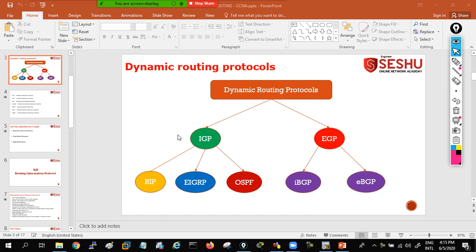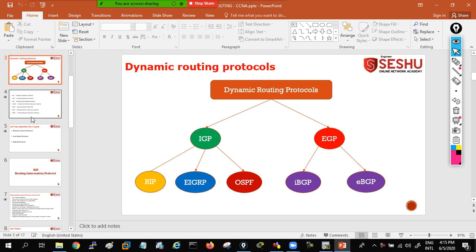Basically this dynamic routing is two types, IGP and EGP. IGP is nothing but interior gateway protocols. EGP is nothing but exterior gateway protocols. So IGP protocols mostly we are going to use within the organization. Okay guys? So that's why we are going to see first of all what is IGP and what are the protocols.